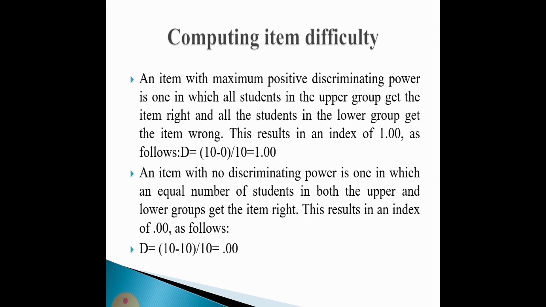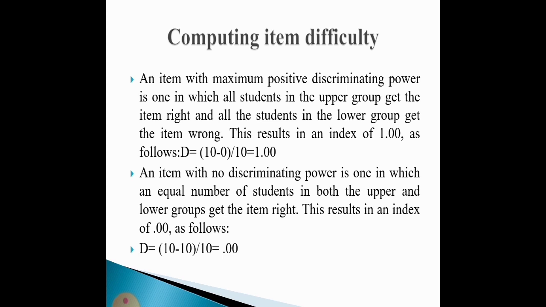An atom with maximum positive discriminating power is one in which all students in the upper group get the atom right and all the students in the lower group get the atom wrong. This results in an index of 1, as follows: D is equal to 10 minus 0 divided by 10, which is 1.